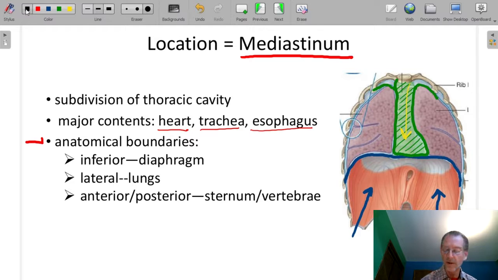And should probably note that this is an anterior view that you're looking at. So the front half of the rib cage has been removed, which would form the anterior border of the mediastinum. And the vertebrae, the vertebral column posteriorly form the posterior wall, which of course aren't shown either.